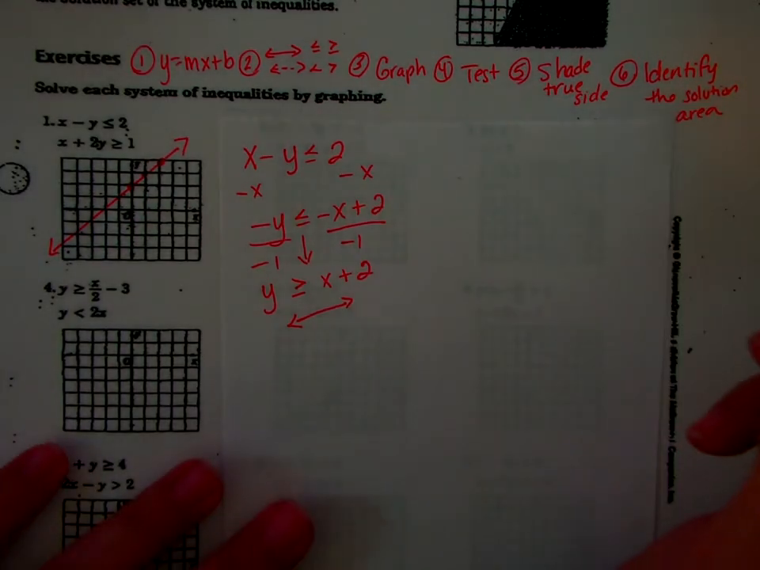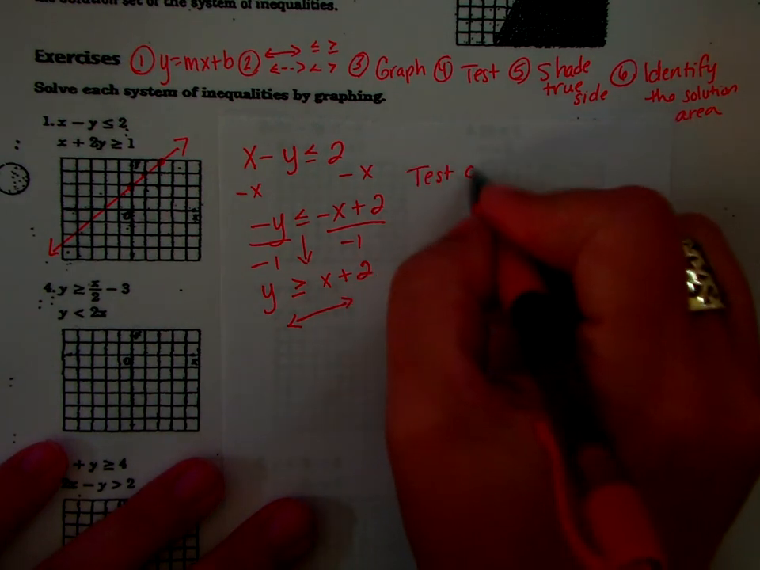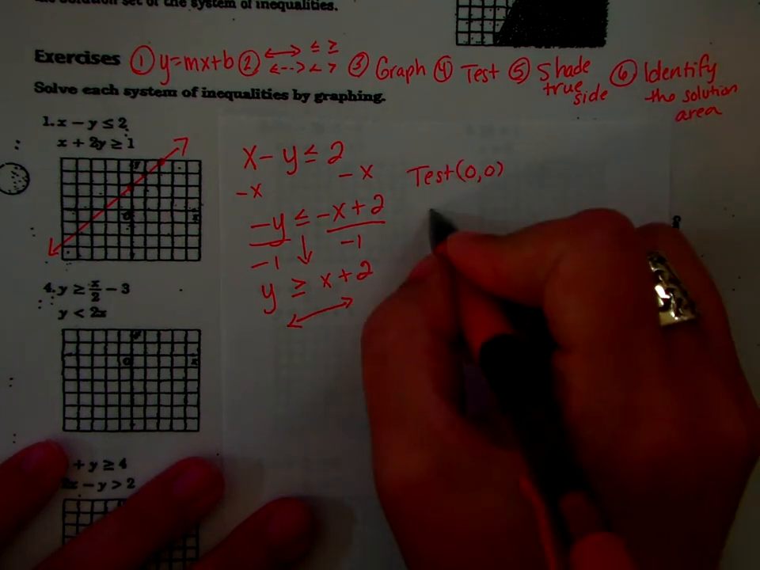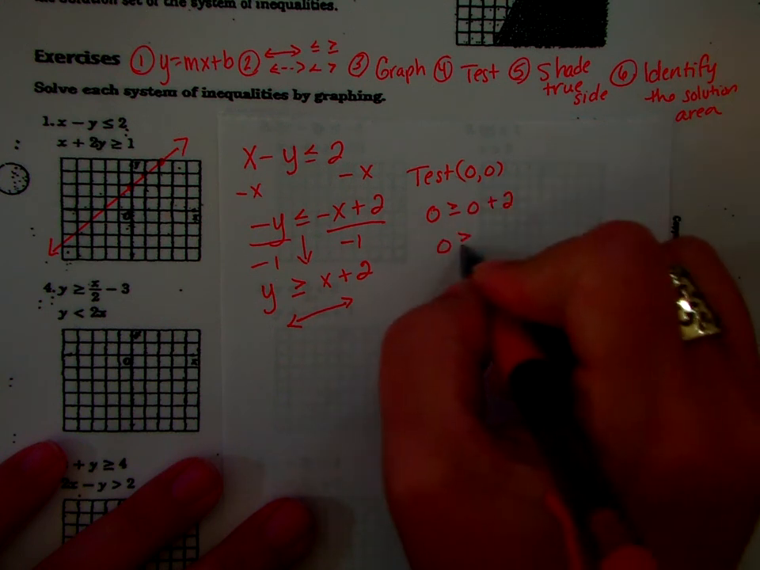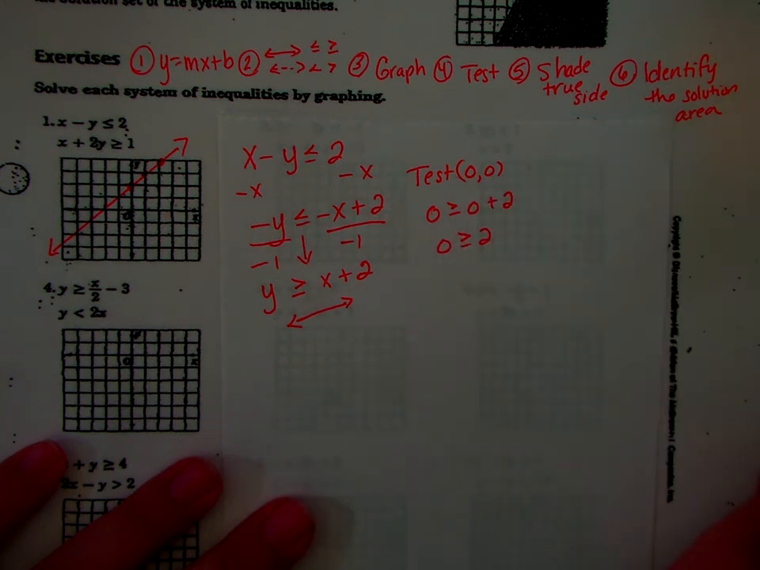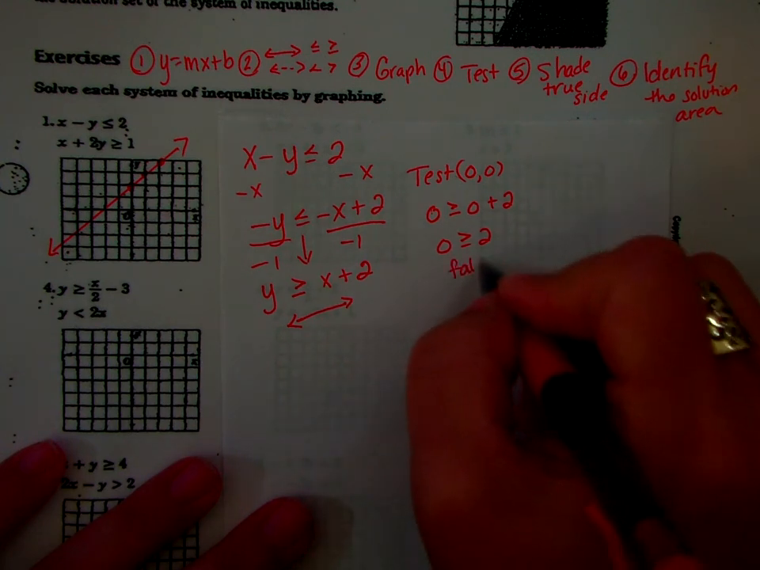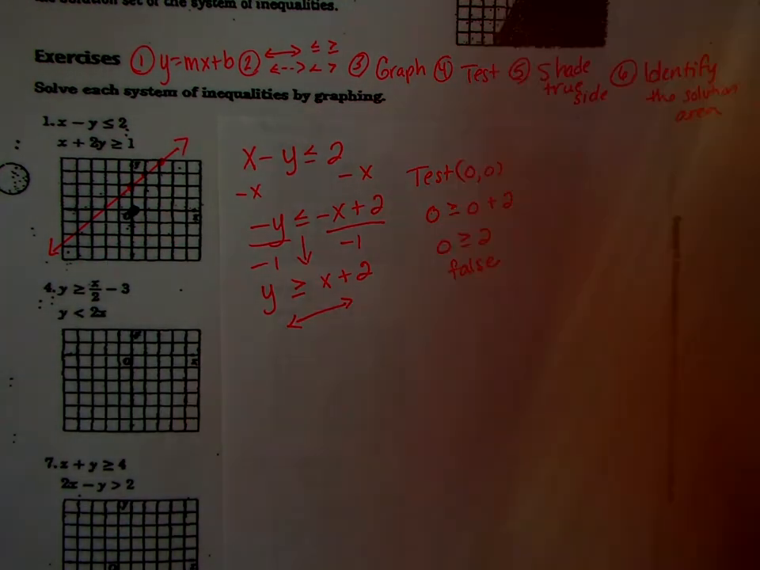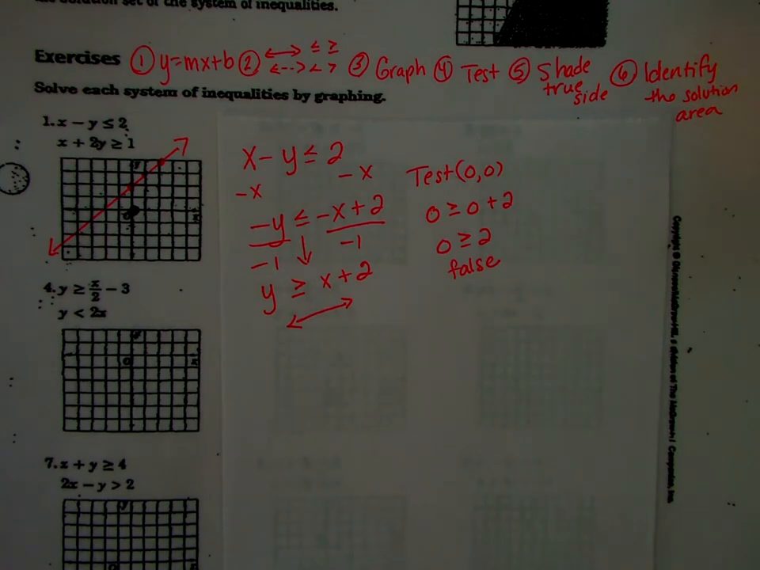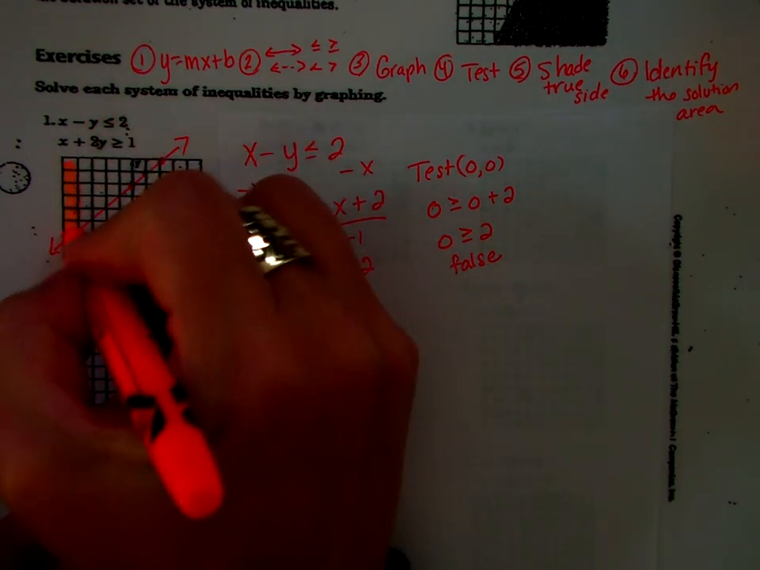I know that the line does not cross my 0, 0 point, so I am going to test 0, 0. You're going to put in a 0 for your x and a 0 for your y. So is 0 greater than or equal to 2? Is that a true or false statement? 0 is not greater than 2. That's a false statement. So I tested this point for my line, and it turned out to be false. So I know that all of them are false on this side, and the true side is the opposite side.